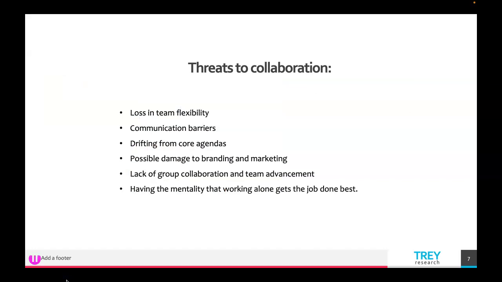Also, we can't forget that the most dangerous thing is threats to collaboration. Here, we have a loss in team flexibility, dealing with communication barriers, drifting from core agendas, possible damage to branding and marketing, lack of group collaboration and team advancement, having the mentality that working alone gets the job done best. These are all threats to collaboration within the company.